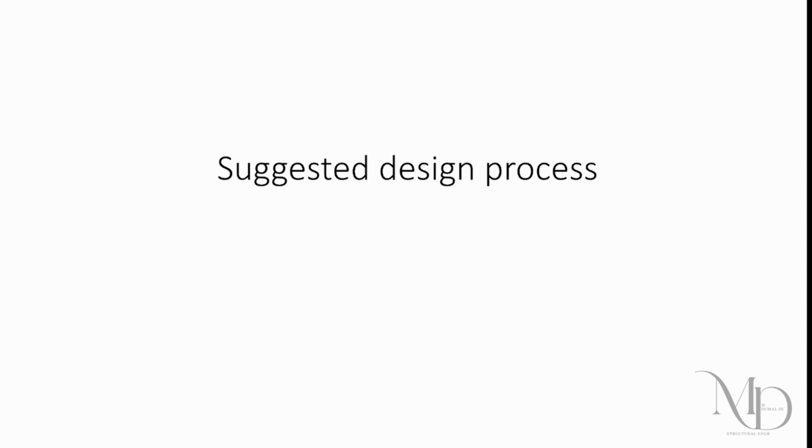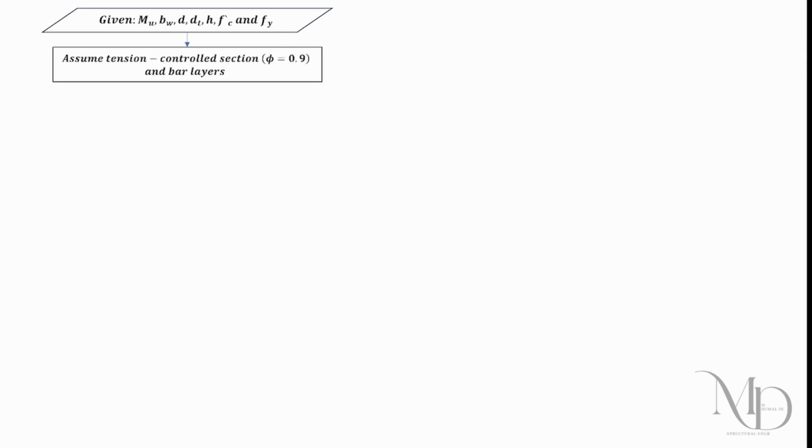The steps are structured to be easily applied in hand calculations, spreadsheet templates, or programmatic implementations. Feel free to modify the process as needed, starting from the given values. We now assume the strain-based design classification and the reinforcement layout. Specifically, we will use the tension-controlled classification, which corresponds to a strength reduction factor of 0.90. Initially, we assume a single layer of reinforcing bars.